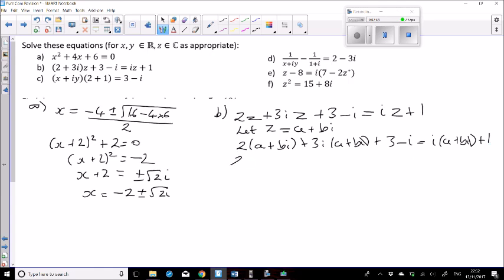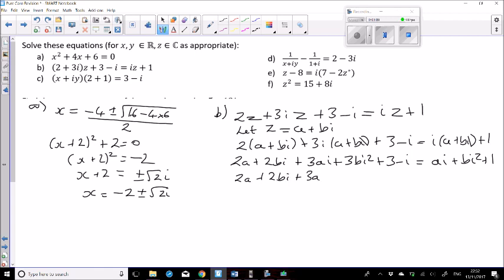So I've now got 2a plus 2bi plus 3ai plus 3bi squared plus 3 minus i is equal to ai plus bi squared plus 1. Right, so that's going to give me 2a plus 2bi plus 3ai, because we need to change all the i squareds, because they're a real number, they're negative 1, minus 3b plus 3 minus i equals ai minus b plus 1. Now I'm going to split this up into real and imaginary parts.